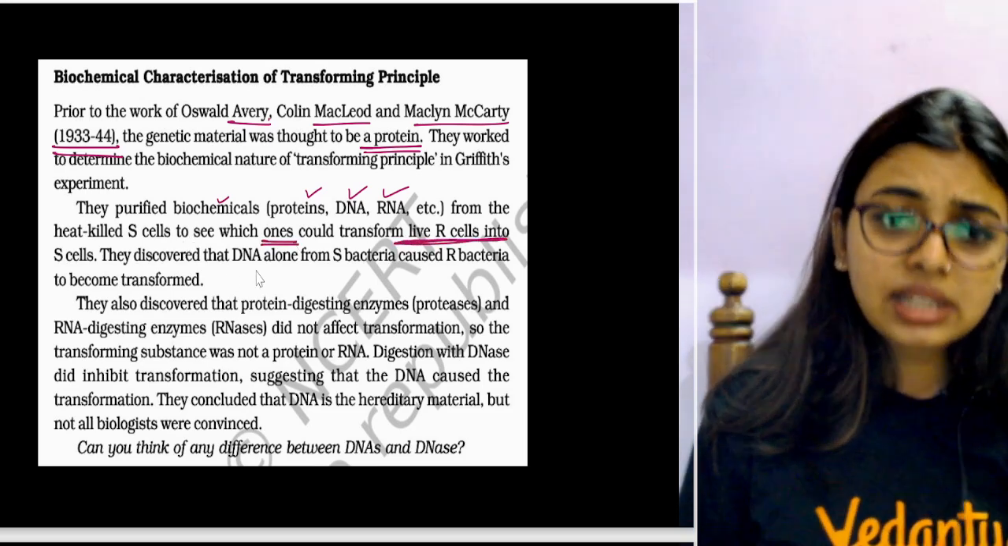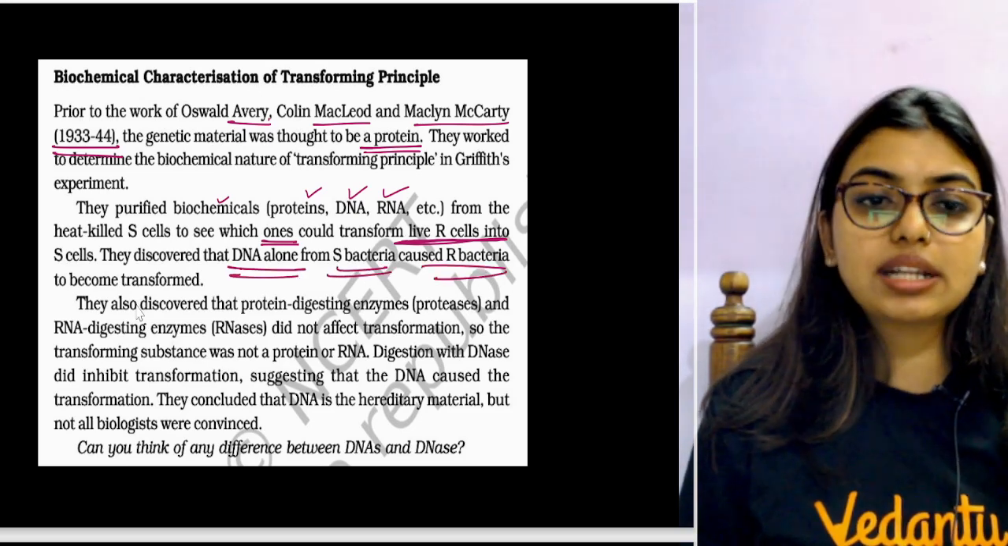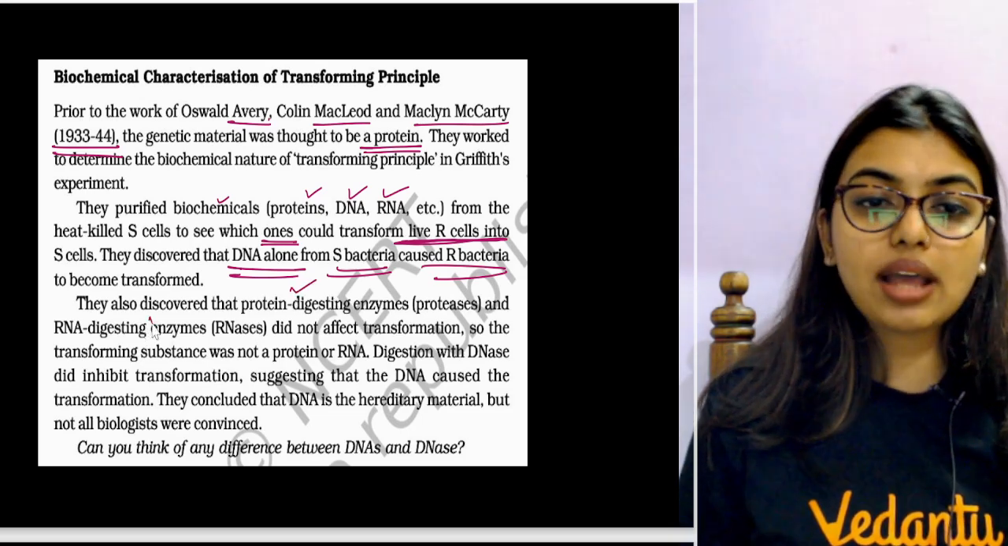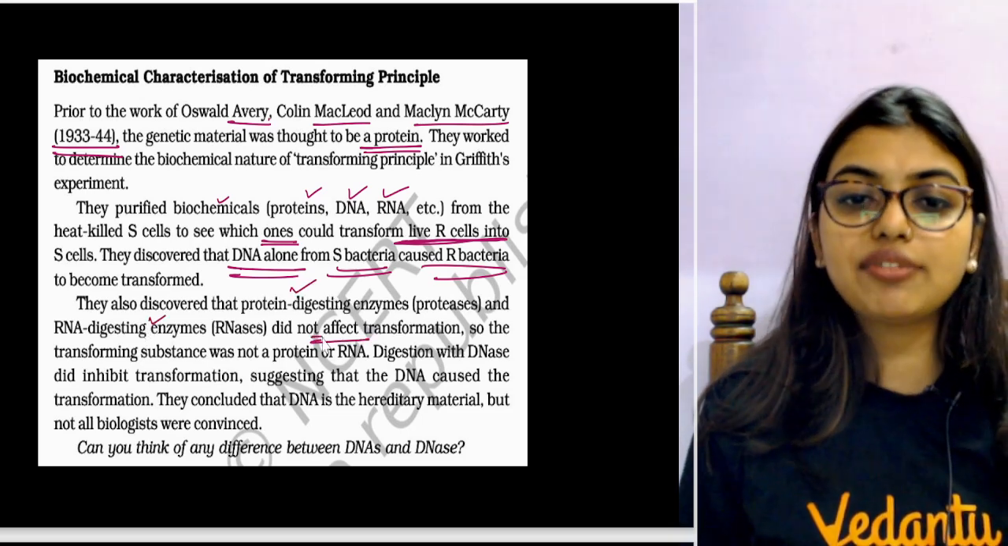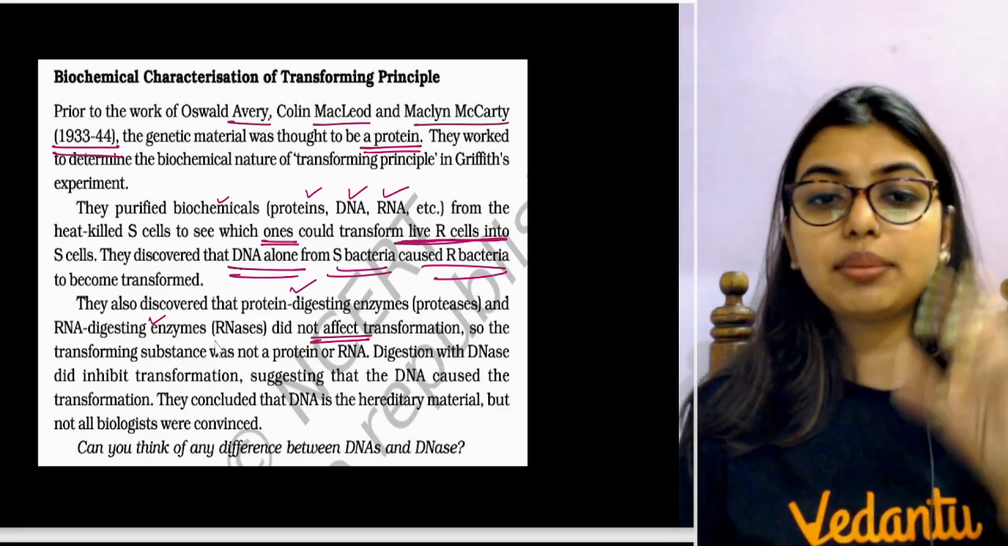Okay, they discovered that DNA alone from the S bacteria caused the R bacteria to become transformed. They also discovered that the protein-digesting enzyme and the RNA-digesting enzyme did not affect the transformation. So the transforming substance was not a protein or an RNA, but it was DNA.